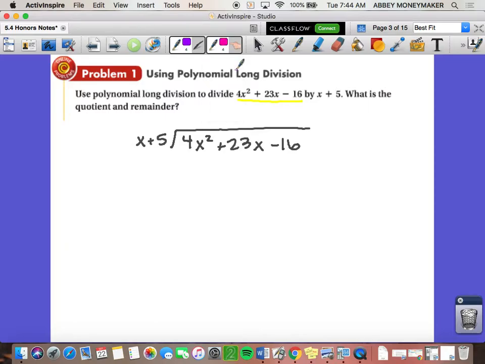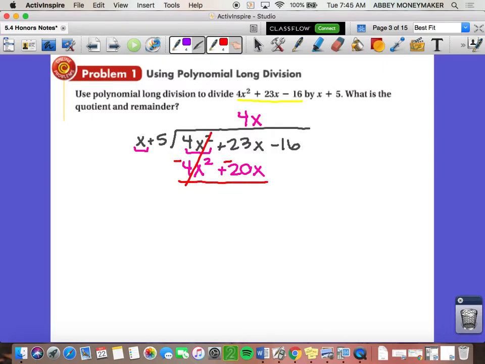So what I'm going to do is ask myself, what do I need to do to x for it to become 4x squared? I need to multiply it by 4x, and I line that up with my linear term. And now from here, I'm going to distribute. 4x times the x out front gives me 4x squared. And then 4x times 5 gives me positive 20x. I'm going to draw the line and change my signs.